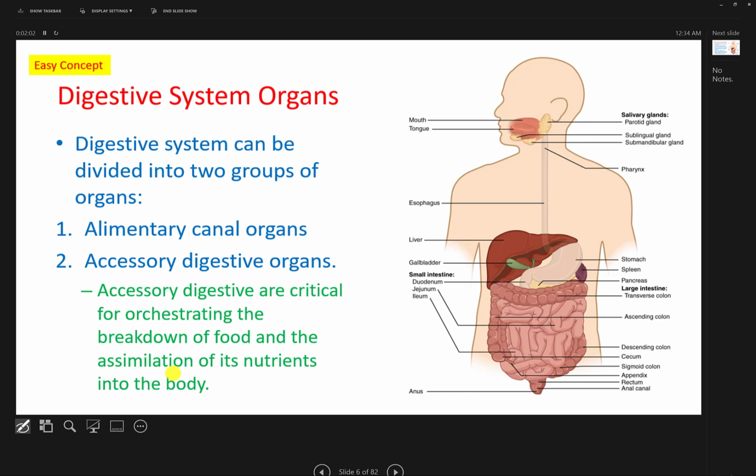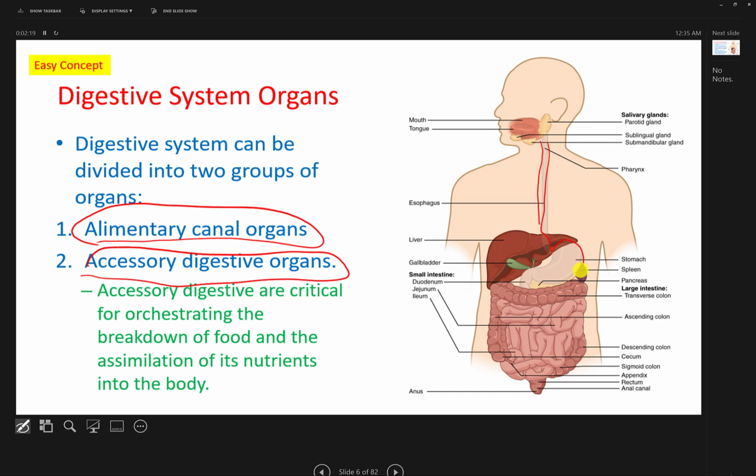For the digestive system organs, we can think of them in two groups. There are the alimentary canal organs, and then there are the accessory organs. The alimentary canal organs are the organs that are connected together through a tunnel or a canal. So we have one long canal going from the esophagus through the stomach all the way to the small intestine and then to the large intestine. So this is called the alimentary canal.